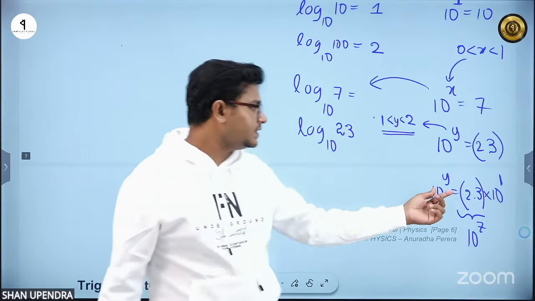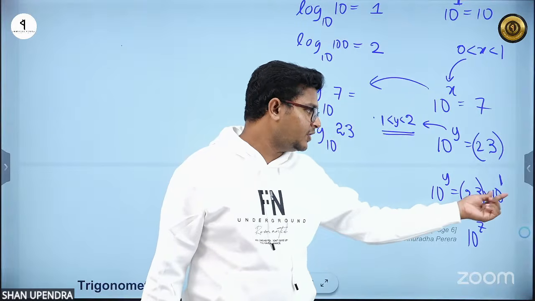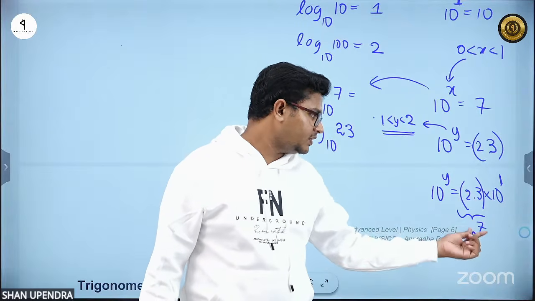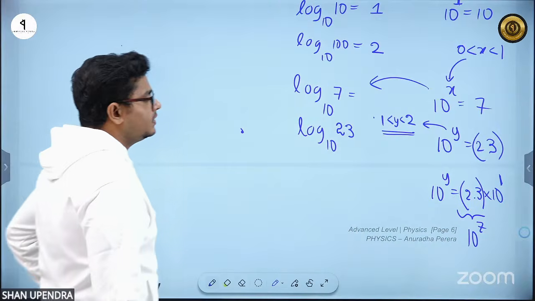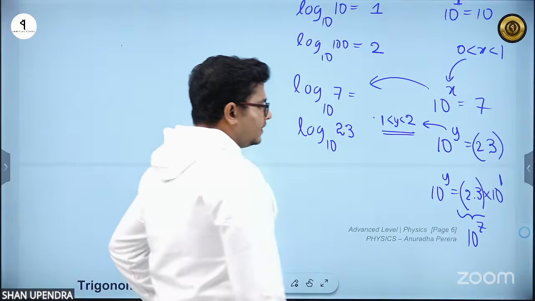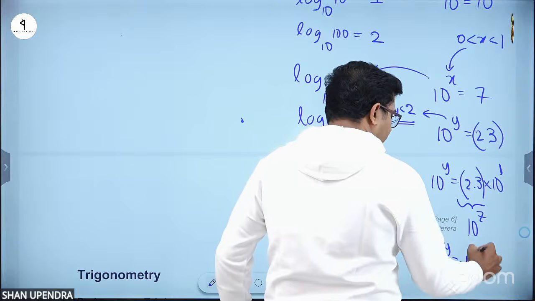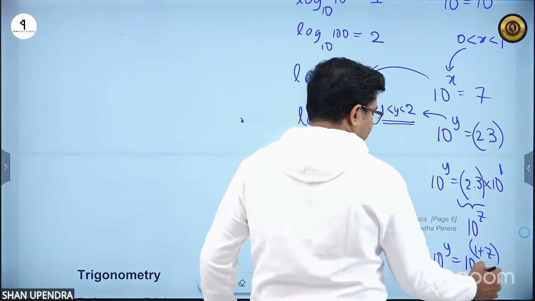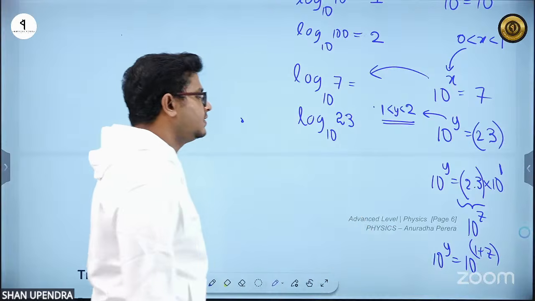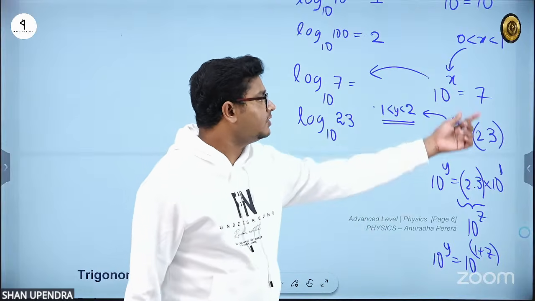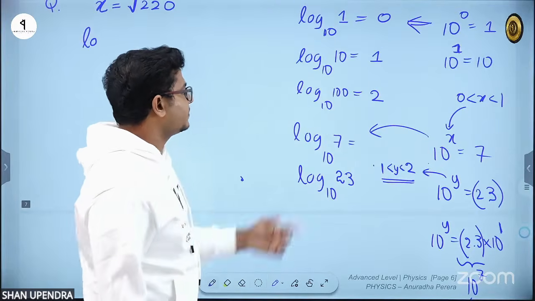So you can see here 10 to the power y equals, in scientific notation, 2.3 × 10 to the power 1. So I can write 2.3 as 10 to the power z. Okay, so simply we can write 10 to the power y equals 10 to the power 1 plus z. If you can identify this z, then I can write y equals 1 plus z. So this 2.3 is again in between 0 and 1. Did you get that point?